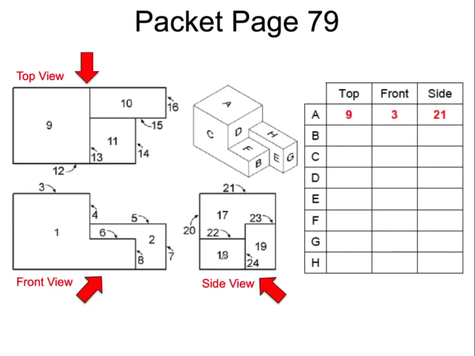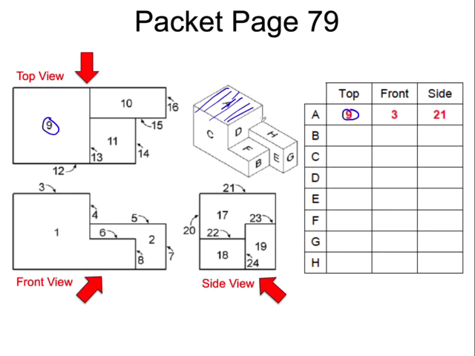Towards the end of the packet is where you're going to be actually working on looking at a three-dimensional object and identify where each of these faces end up in the drawings. So if you were looking down from above at this object, where would face A be? Well, face A would be now 9 in the top view, so we put 9 here.